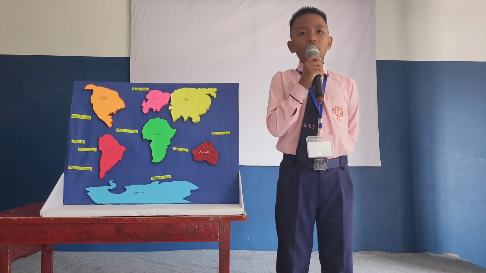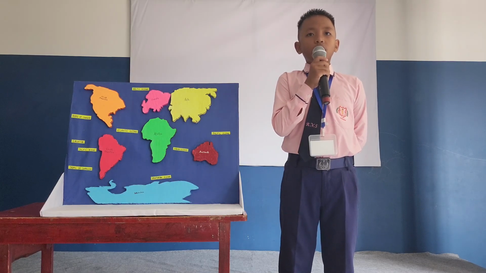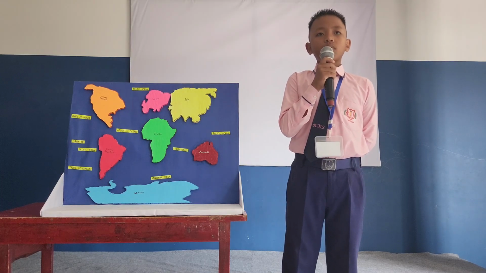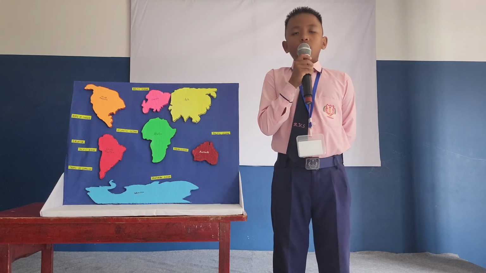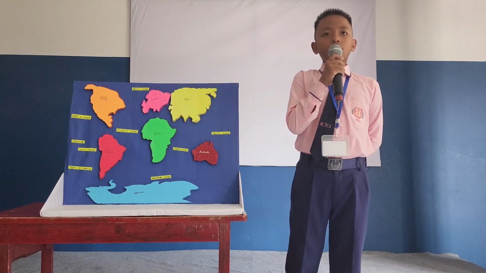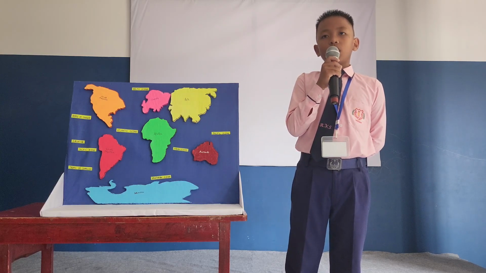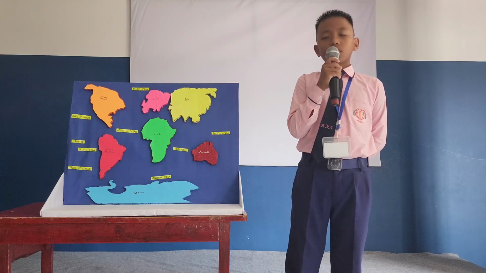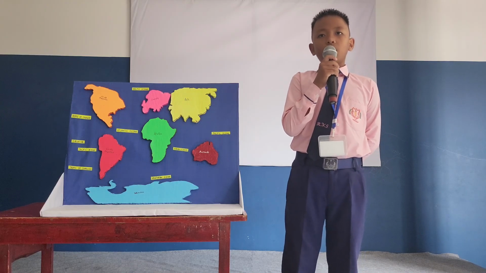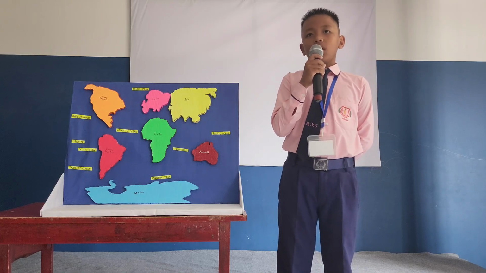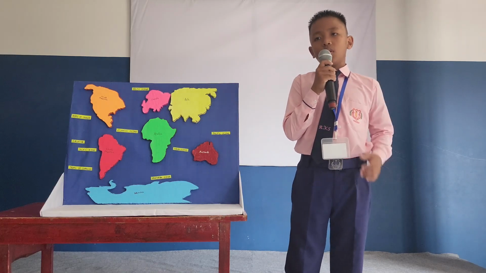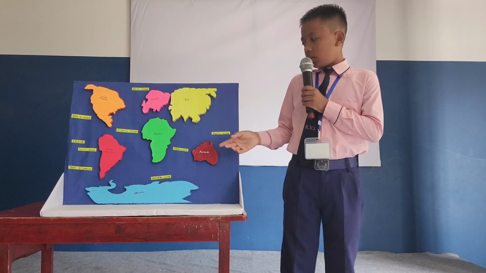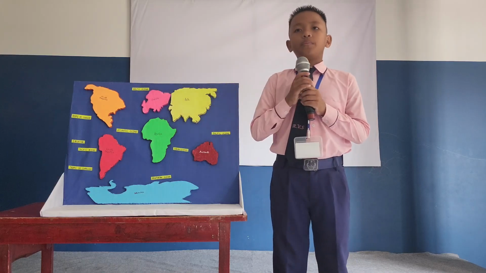Asia. Asia is the largest continent on the earth. It is in the eastern and the northern hemisphere. The Tropic of Cancer passes through Asia. Asia is surrounded by Pacific Ocean, Indian Ocean, and Arctic Ocean.